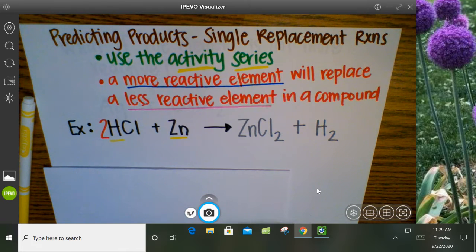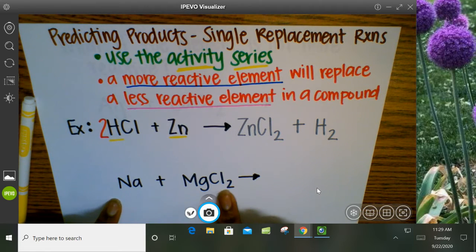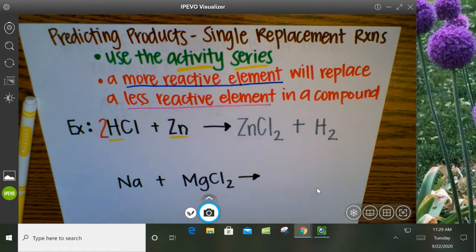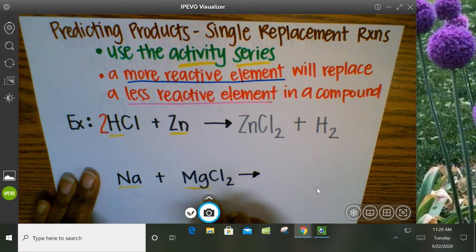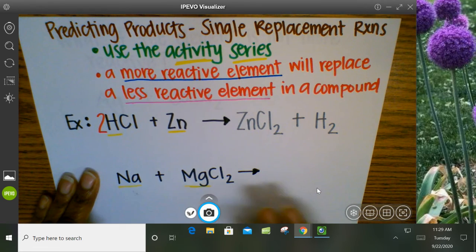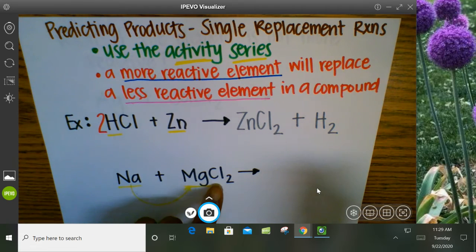Okay, let's look at our next example. All right, sodium and magnesium chloride. So I do the same thing. I look at my sodium and I look at my magnesium. And if sodium's more reactive, meaning it's higher up on the activity series than magnesium, then it's going to replace it. It's like it's going to boot it out. Okay. So if I go here to my activity series, I see that sodium is indeed higher up than magnesium. So sodium is going to replace magnesium in this compound.